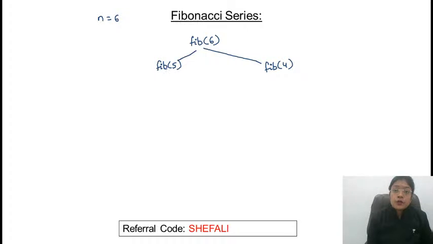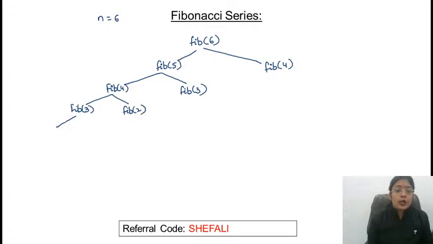Fibonacci of 5 कि जब तक वैल्यू रिटर्न नहीं होगी, control can't go to this position. So Fibonacci of 5 will make a call to Fibonacci of 4 and Fibonacci of 3. Fibonacci of 4 will make a call to Fibonacci of 3 and Fibonacci of 2. Fibonacci of 3 will make a call to Fibonacci of 2 and Fibonacci of 1. Fibonacci of 2 is not a termination condition, so it will make a call to Fibonacci of 1 and Fibonacci of 0.